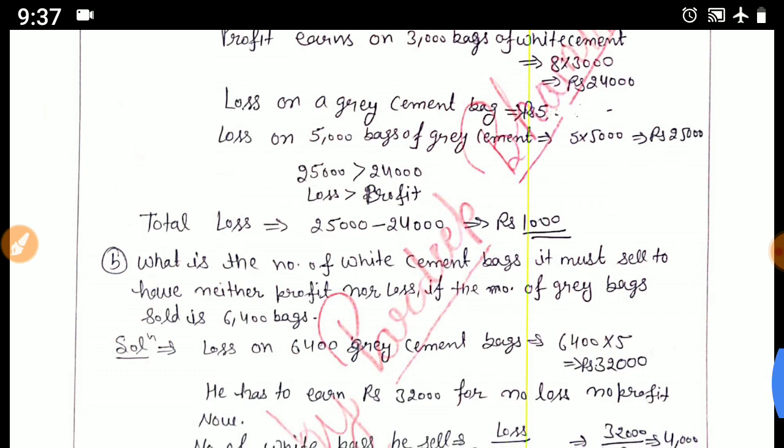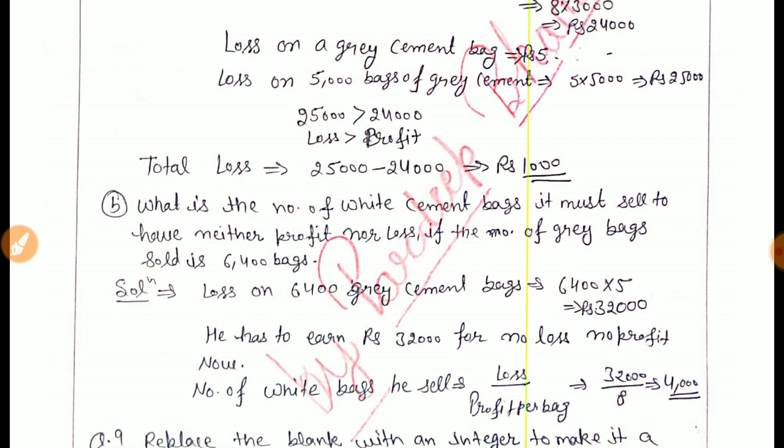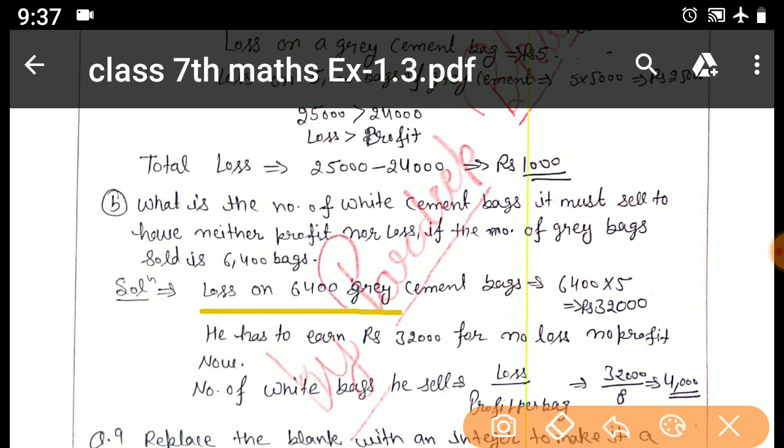And what is the number of white cement bags it must sell to have neither profit nor loss if the number of grey bags sold is 6,400 bags? Now here the number of grey bags is given to us, so first of all we will find the loss of the company, because on grey bags the company bears 5 rupees loss. So loss on 6400 grey cement bags, 6400 multiply 5, this means rupees 32,000 loss the company bears.